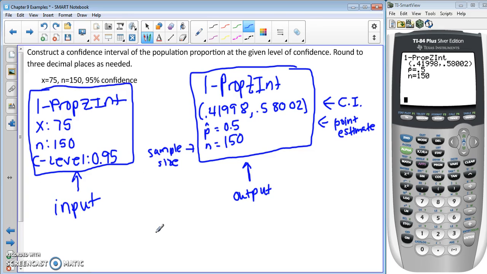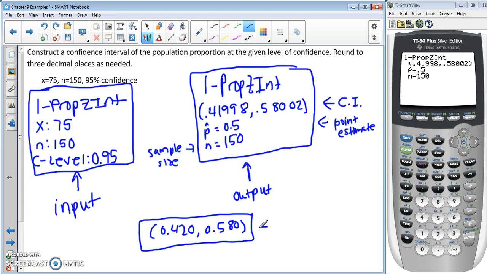And then we want to round to 3 decimal places, so we have 0.41, well, this is 99, so this is 0.420, comma, 0.580. So there's our answer there.